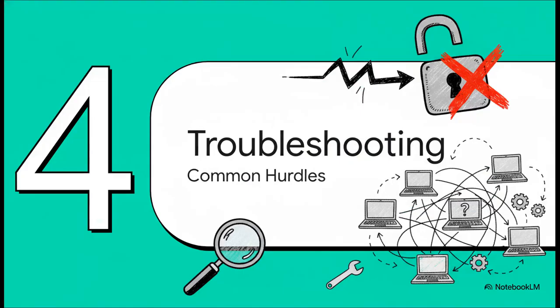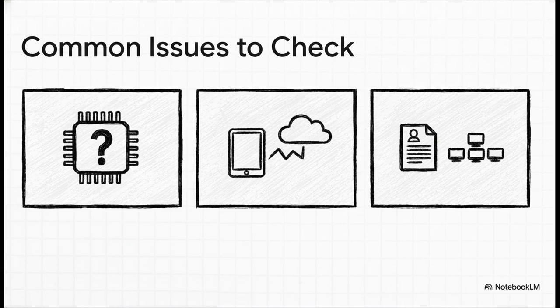Okay, so in a perfect world, this all just works flawlessly every single time. But this is IT. Things happen. So what do you do if a device just isn't encrypting? Where do you even start to look? Honestly, it almost always boils down to one of these three things.